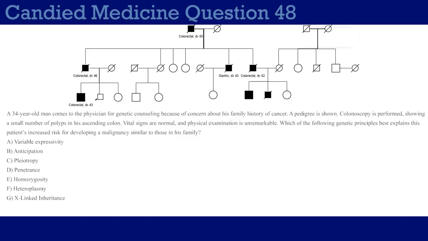his family? Choice A, variable expressivity. Choice B, anticipation. Choice C, pleiotropy. Choice D, penetrance. Choice E, homozygosity. Choice F, heteroplasmy. Or choice G, X-linked inheritance.